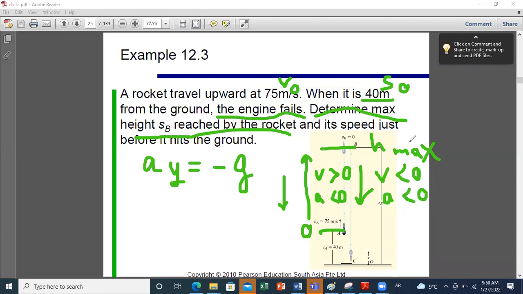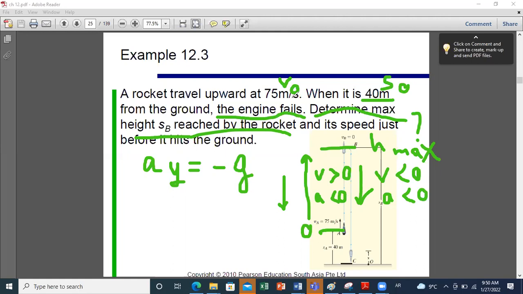Now, I want to find H max in the easiest possible way. What do you suggest to use here? Which formula to get H max in one step? Can we use V squared minus V0 squared equals 2AD? Yes, very good. Why should we think about the relation independent of time? Because we don't have time here. Yes, they didn't mention anything about time.